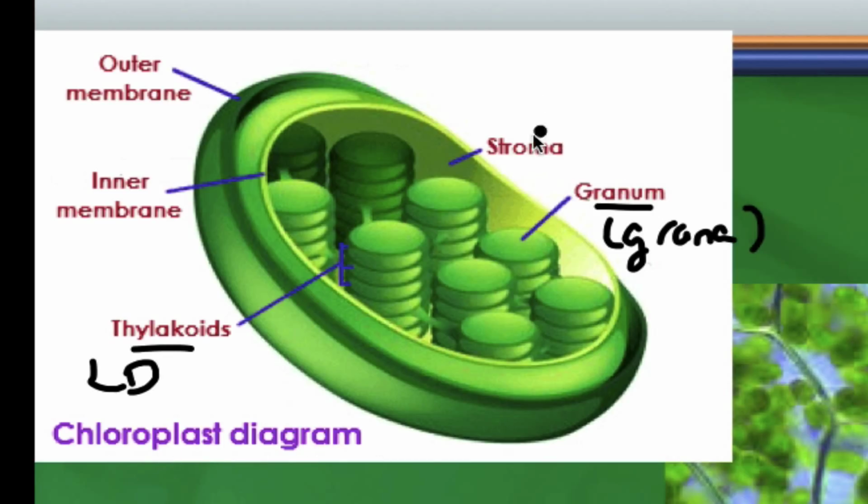The second important structure, or part of the chloroplast, is called the stroma. The stroma is the fluid found in the chloroplast, and this is where the Calvin cycle is going to occur. And the Calvin cycle is the second part of photosynthesis that we'll talk about.